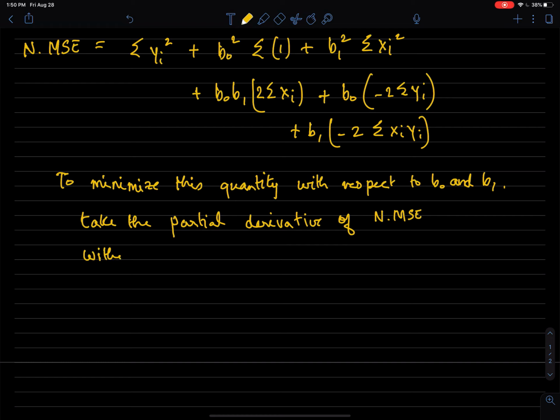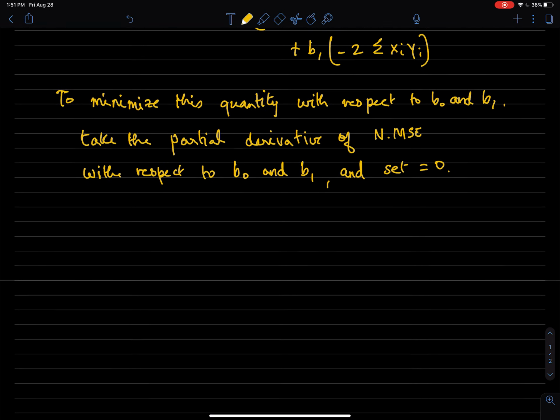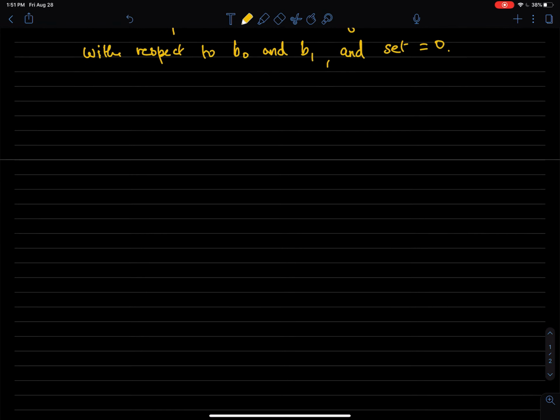With respect to b naught and b1 separately, and set equal to 0. Okay, so let's do that. So what do we have? We have the partial with respect to b naught.